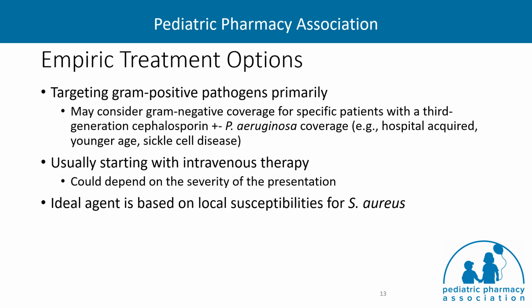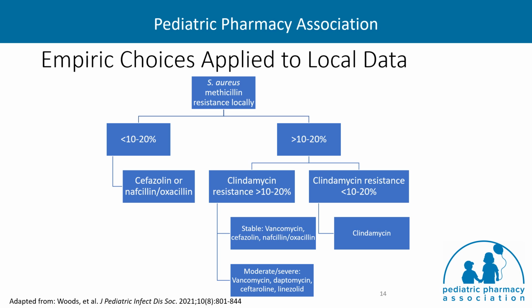And so a lot of this comes down to your local susceptibilities for Staph aureus, because empirically, you're going to cover for Staph aureus. So then you look at your local antibiogram and see, okay, what agents cover Staph aureus at our institution. If you look at the guidelines, they have this in a table format, so to give you a different format to look at it, I did it in a flow chart.